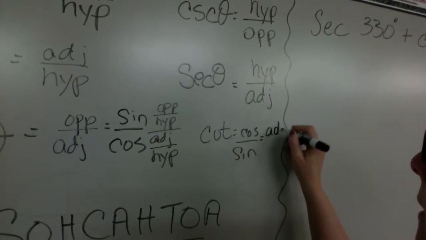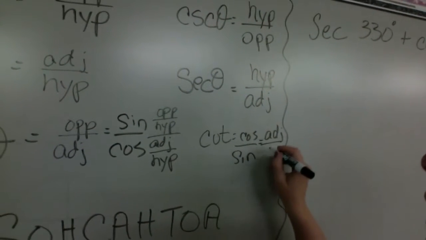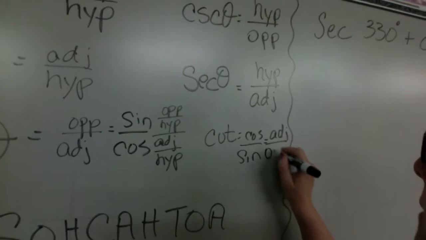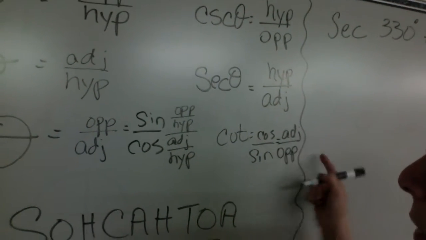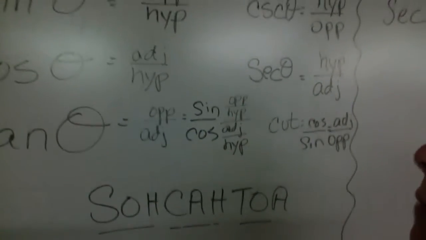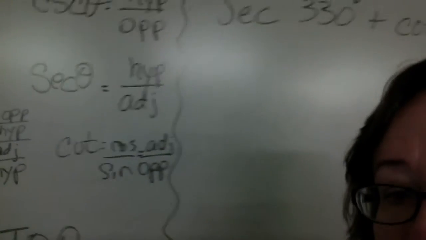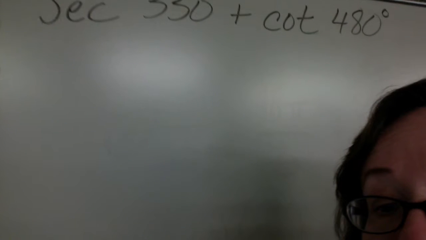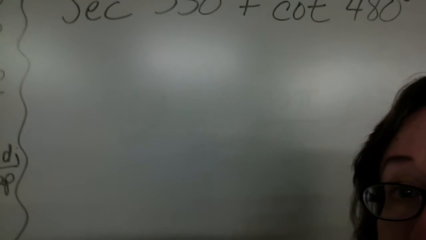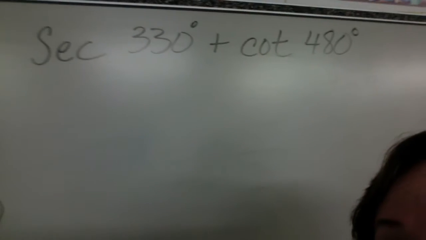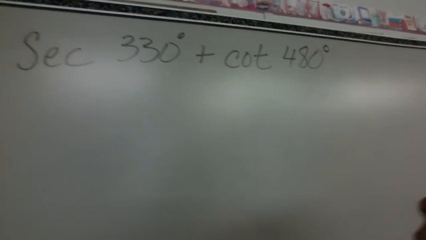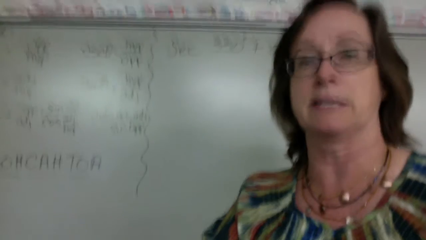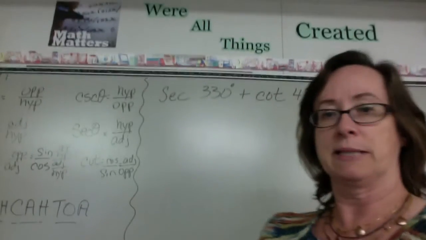Adjacent over the opposite, instead of the opposite over the adjacent. So that's how I remember those. Now we're going to do one problem together, which hopefully we will get done before this video clicks out on me. We're going to do this one: secant of 330 plus the cotangent of 480. So I'm going to move this back a little bit and see if you'll still be able to see it.